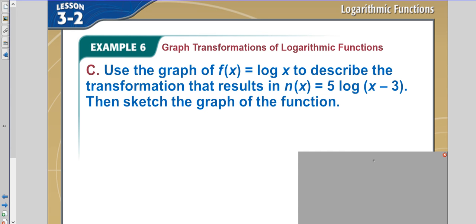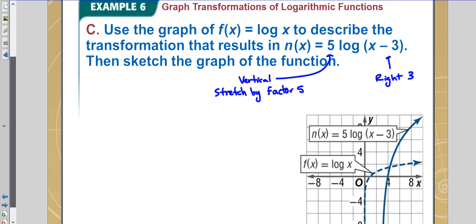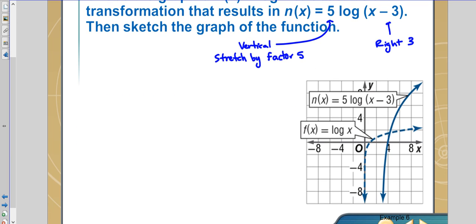Okay, let's look at this one. Now we're multiplying by 5. Multiplying by 5 is a vertical stretch by factor 5. This here is on the inside, so this would be right 3. Let's look at the graph. You'll see it's been shifted right 3 units.